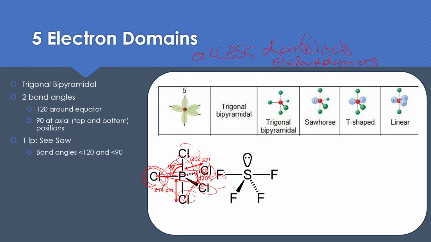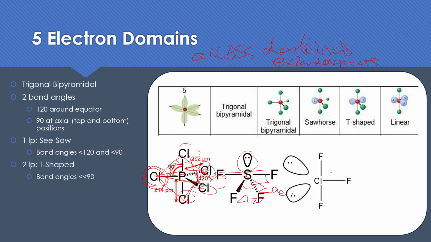So we slap one thing on it and we get what's called seesaw or sawhorse. You see it's kind of here, and then this is coming towards you, that's going away from you, so it looks like a seesaw. There's a lone pair up here. So the bond angles here would be less than 90, and the bond angle here would be less than 120.